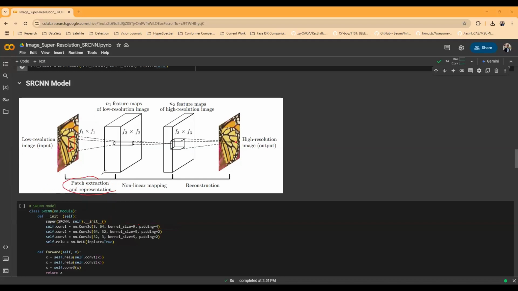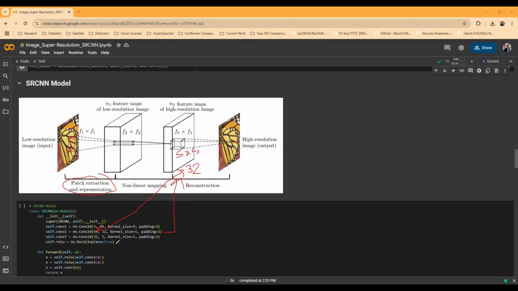So here the patch extraction and representation is performed. Now, this particular feature map is then passed to the second layer, in which the input channel is now 64 and output channel is 32. So output channel is 32 and kernel size is 5 cross 5. So this layer has kernel 5 cross 5.